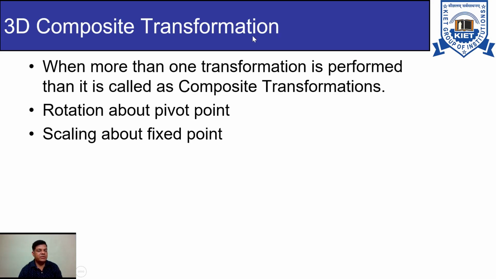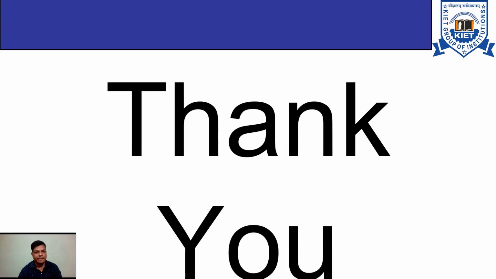Three-dimensional composite transformation. Whenever you are performing more than one transformation, it is called a composite transformation. The examples could be rotation about a pivot point and scaling about a fixed point. Even reflection about the line y equals mx plus b is also an example of composite transformation, and these composite transformations we have already seen in two-dimensional transformation. So this is all about today's lecture. Thank you.